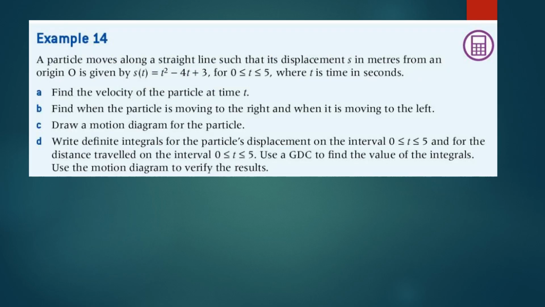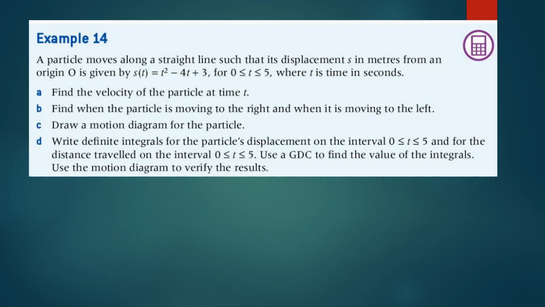Consider this example 14 from your book. A particle moves along a straight line such that its displacement s in meters from an origin O is given by s of t equals t squared minus 4t plus 3 for all t greater than or equal to 0 but less than or equal to 5, where t is time in seconds. The first question is to find the velocity at time t.